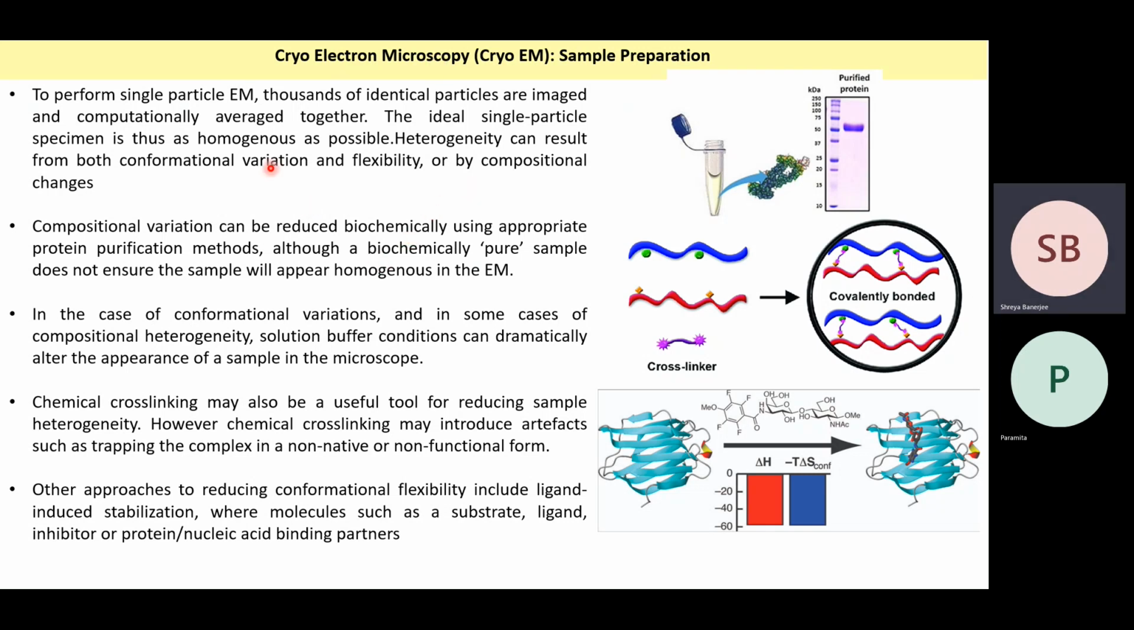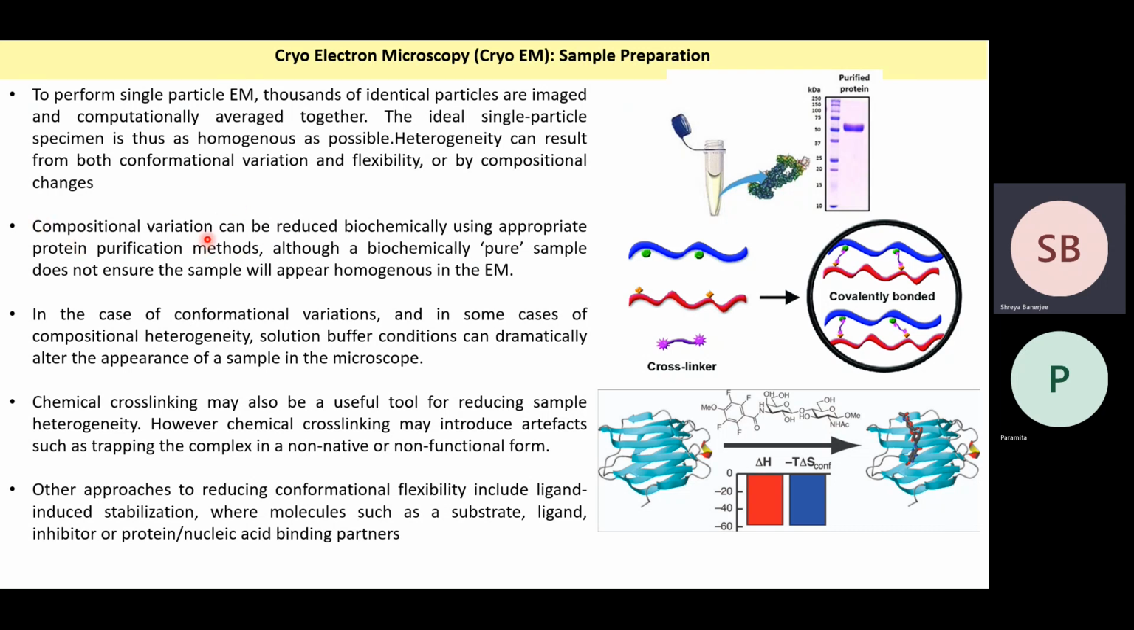There can be two kinds of impurities. Firstly, compositional variation, meaning that there is some impurity that has crystallized along with the protein. So this can be reduced by using biochemically appropriate protein purification methods. We had learned, there are different kinds of chromatography, like size exclusion chromatography, which can purify a protein. So removing the impurities will reduce the compositional variation.